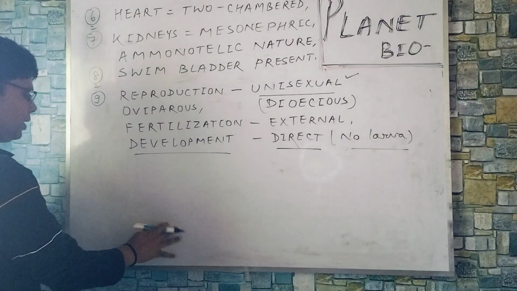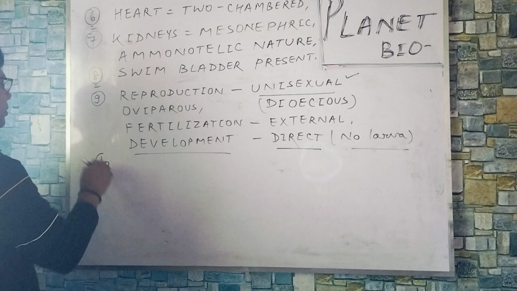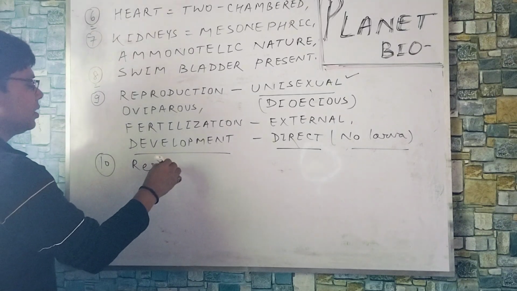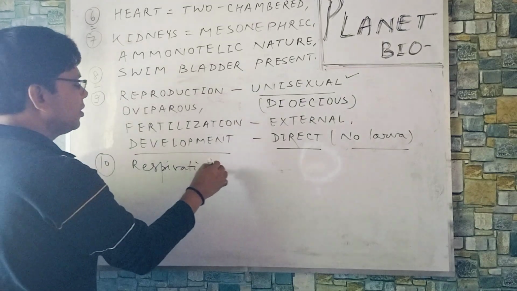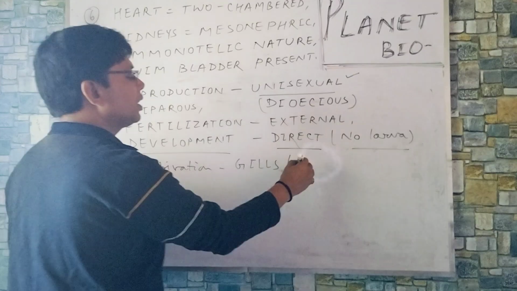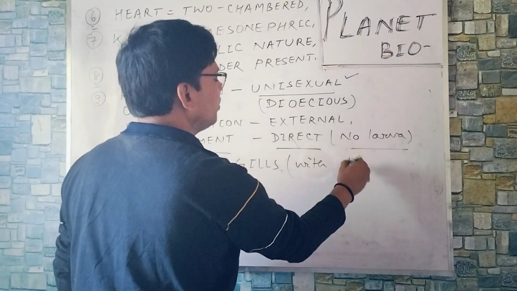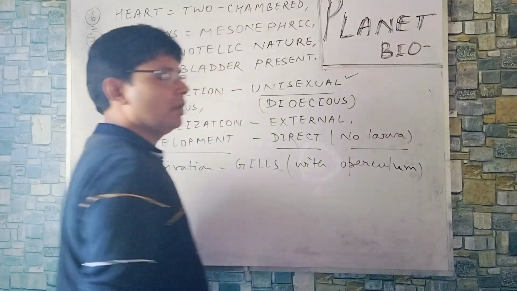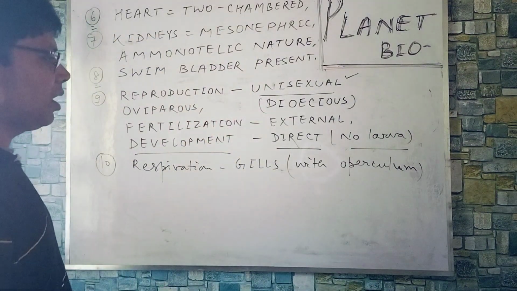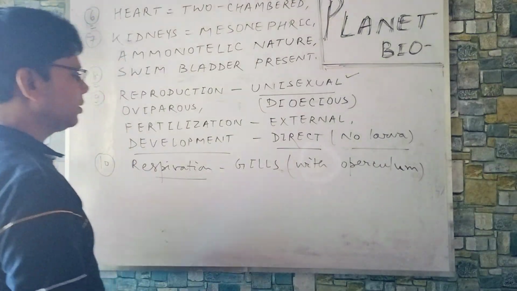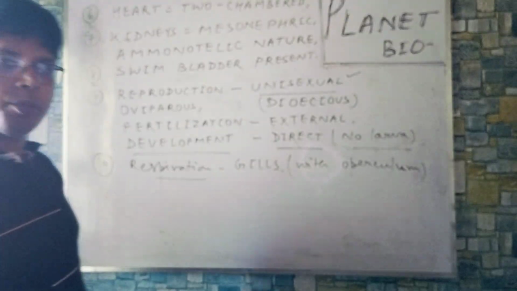Now an important point is that they respire by gills, so branchial respiration, but with operculum this time. In cartilaginous fishes, gills are without operculum. This is going to be a big difference. Gills are always in pairs.